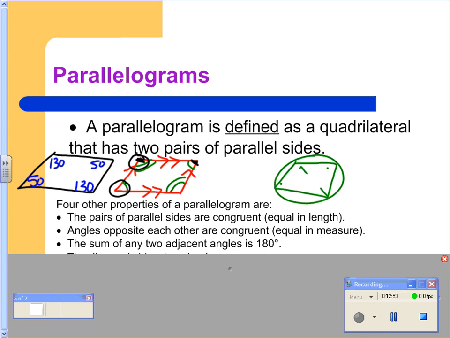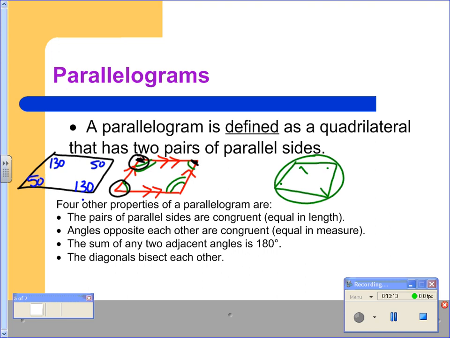The opposite angles are congruent. These two, 50 and 130, add up to 180. 130 and 50 add up to 180. 50 and 130 add up to 180. And 130 and 50 add up to 180. That's always true. Does that make sense? And then the last one, the diagonals bisect each other.